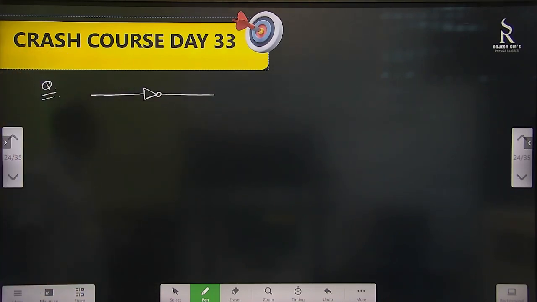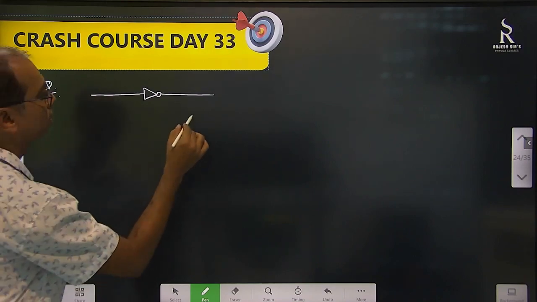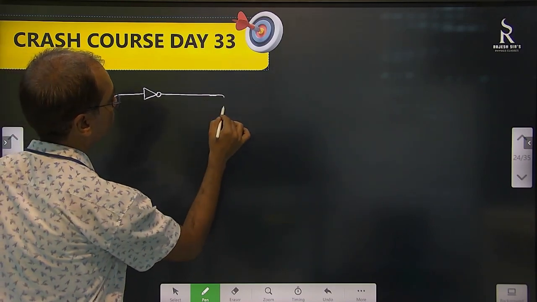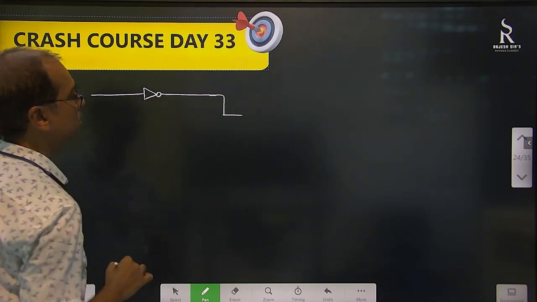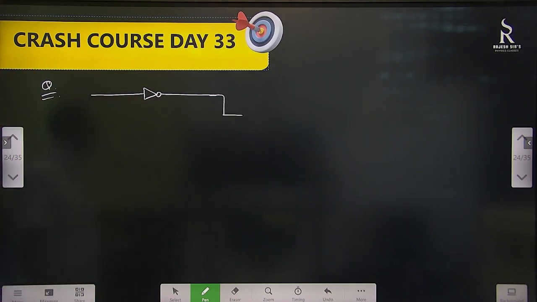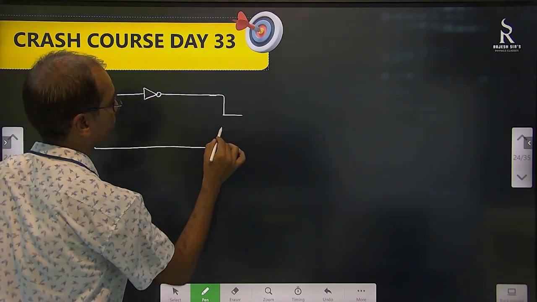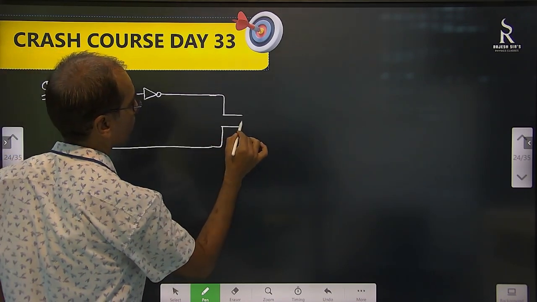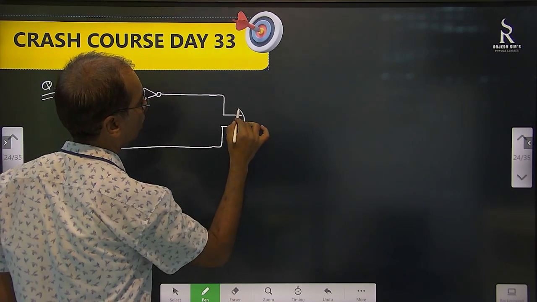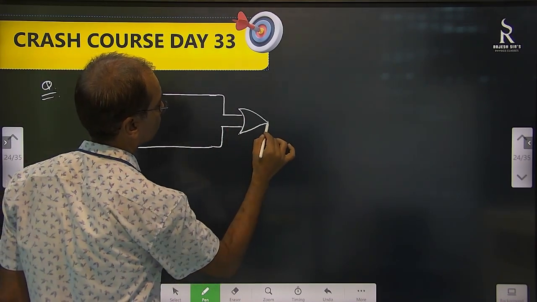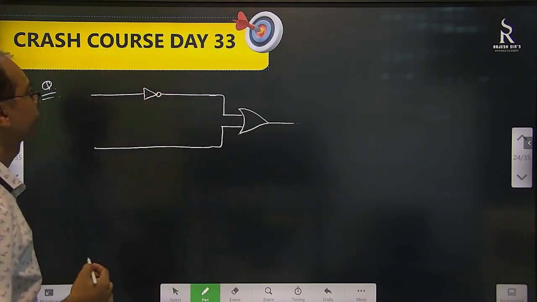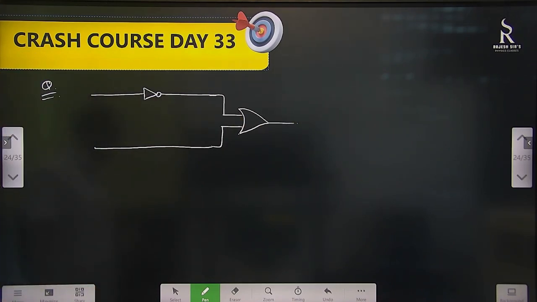NOT gate we have attached. It's a single output, so one input, so we have to make one more input at least. So here is the input. Connect with OR.